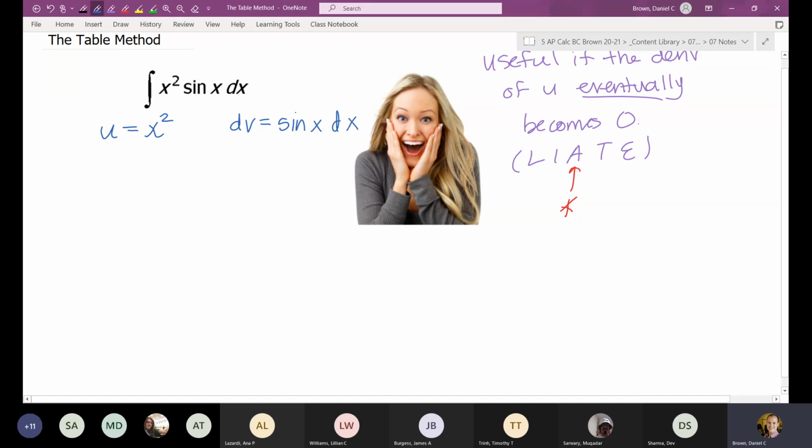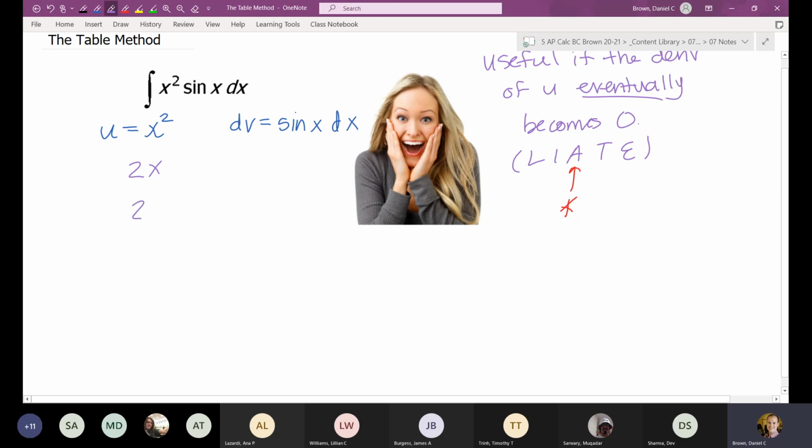And instead of worrying about finding du and v, you're just going to keep taking the derivative of u all the way down to 0. Again, this is just another method using integration by parts. So taking the derivative, I have x squared, its derivative is 2x. The derivative of 2x is 2.